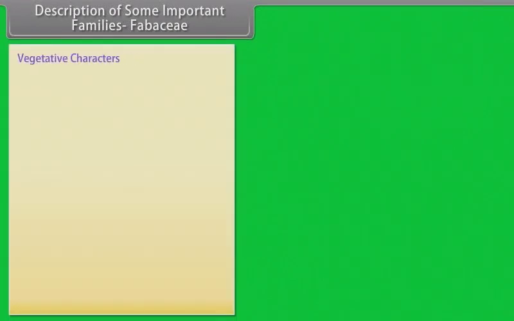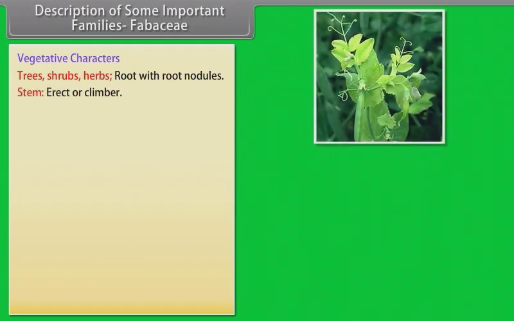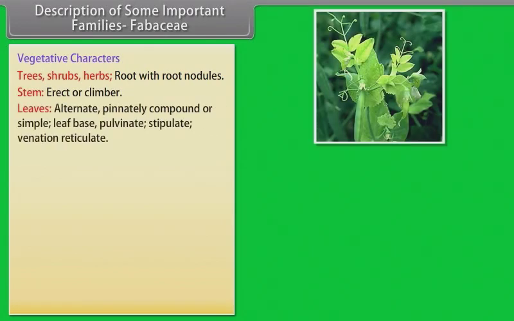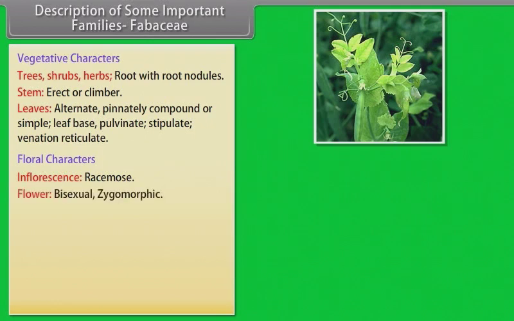Vegetative characters. Trees, shrubs, herbs, root with root nodules, stem erect or climber, leaves alternate, pinnately compound or simple, leaf base pulvinate, stipulate, venation reticulate. Floral characters. Inflorescence racemose. Flower bisexual, zygomorphic. Calyx, sepals 5, gamosepalous, imbricate aestivation.